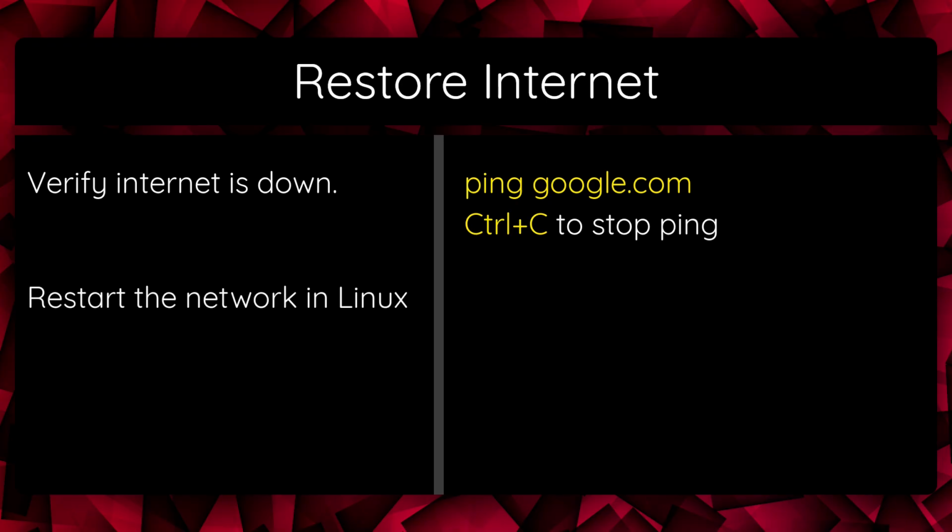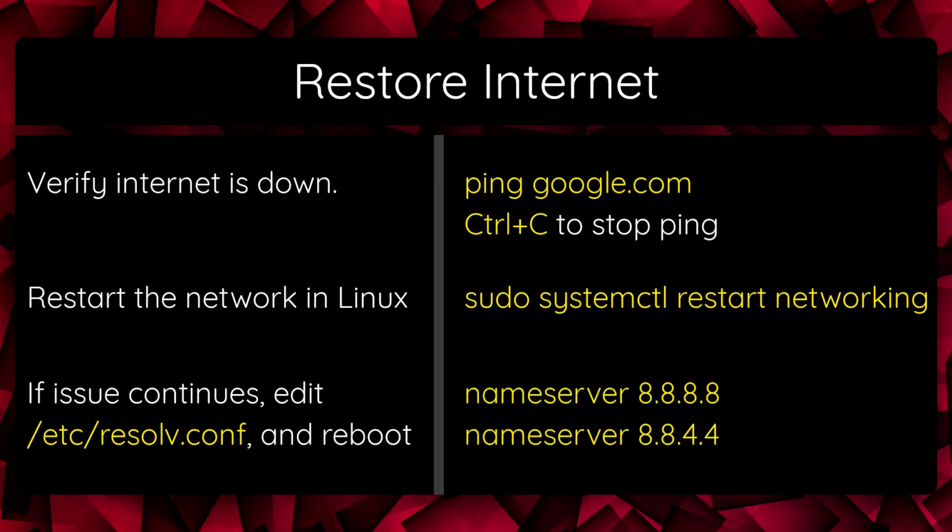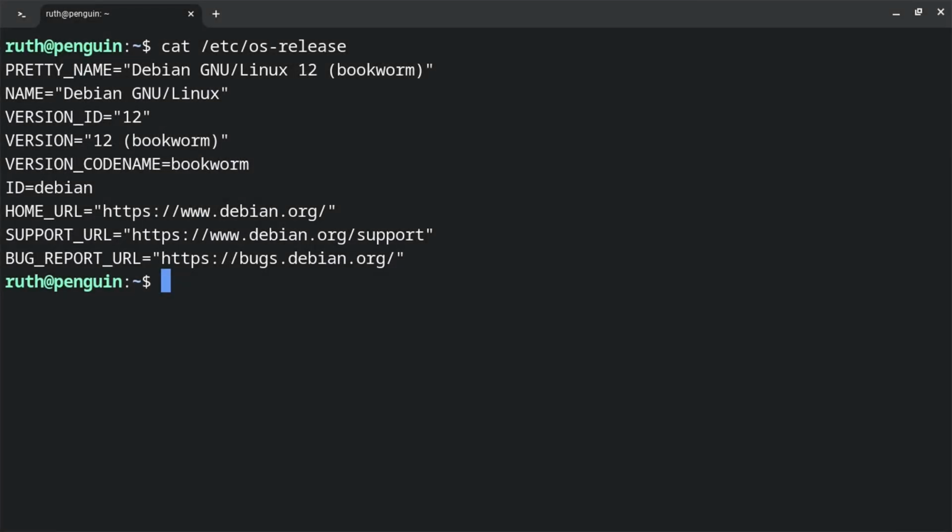To fix this, we can try restarting the network in Linux by executing sudo systemctl restart networking. If that doesn't work and the issue continues, then we can try editing the resolv.conf file, add the following name servers to the file, and then reboot. Rebooting Linux properly will be covered later in the video. Now back to the terminal.